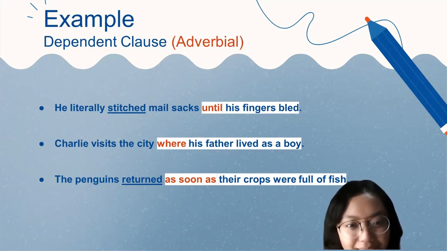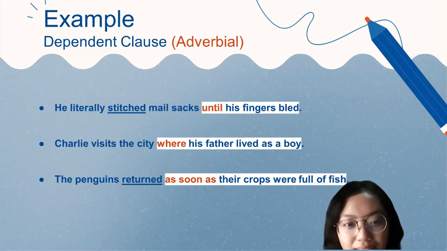In the second sentence, it says, Charlie visited the city where his father lived as a boy. The highlighted words explain what kind of city Charlie is visiting. So the dependent clause in this sentence is where his father lived as a boy. The conjunction word is where, and therefore this one is an adverb of place.